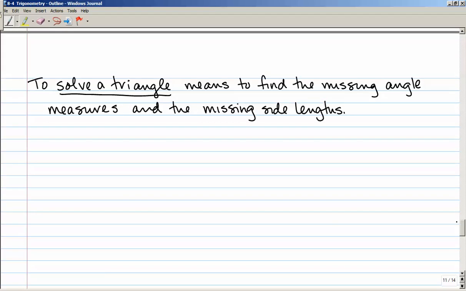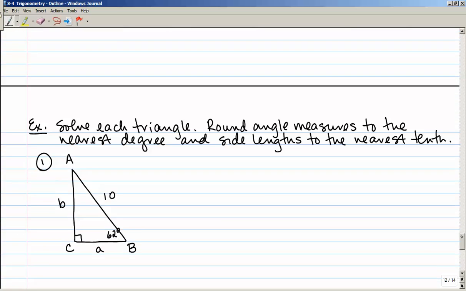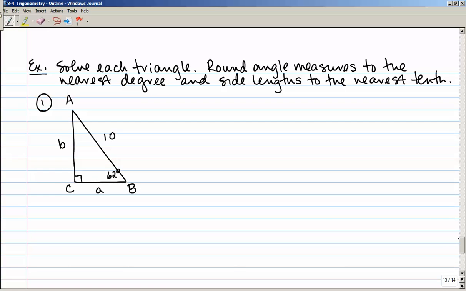And our last concept here is about solving a triangle. To solve a triangle means to find the missing angle measures and the missing side lengths. So whatever we don't know about the triangle, we have to find. So solve each triangle. We're rounding the angle measures to the nearest degree and the side lengths to the nearest tenth. Okay, so here I have a right triangle. I know the hypotenuse is 10, so I'm going to label that hypotenuse. And I know angle B is 62 degrees.